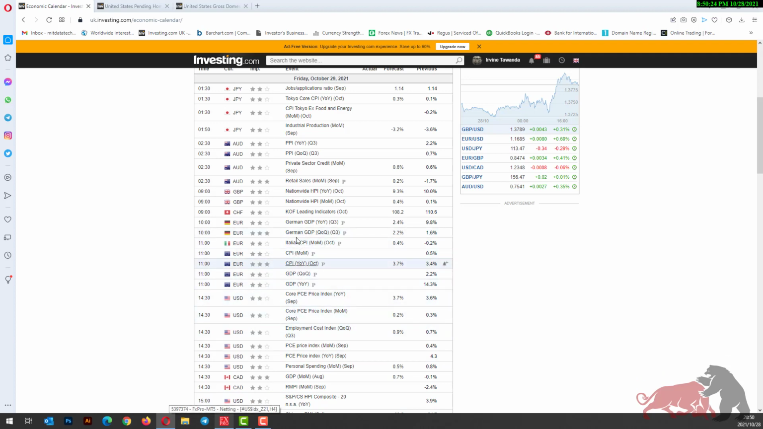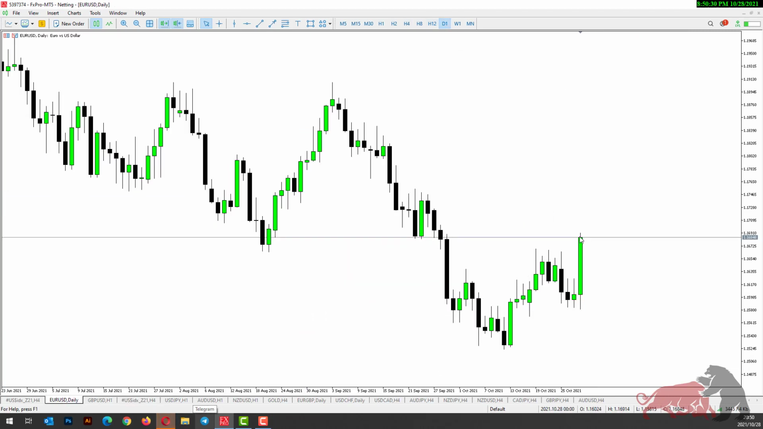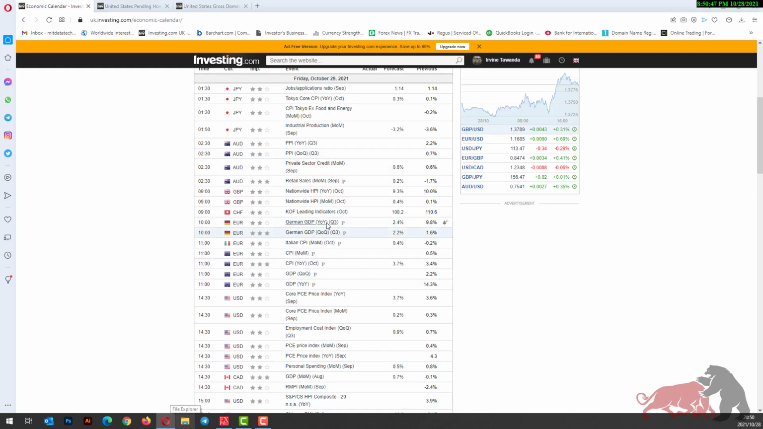Any sign of negative release from these fundamentals, then we should see Euro USD finding a bit of resistance around this price point here, $1.16, $1.17. We should see Euro USD finding a bit of resistance. So take note of those fundamentals.